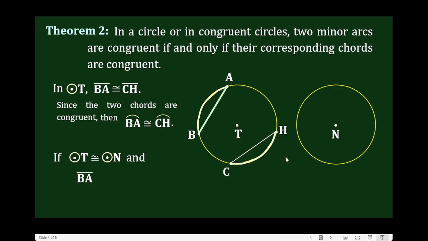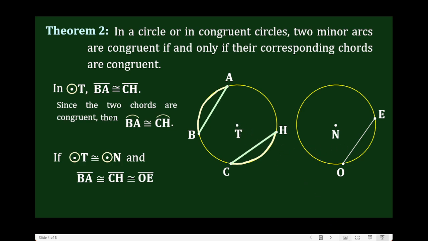So if these two circles are congruent and segment BA is congruent to segment CH, which is also congruent to another chord drawn from circle N, say that chord is segment OE. So we choose 2 points on circle N, point O and point E, connecting them by a segment. So we have a chord whose name is segment OE. Now, together with the other 2 chords, they are equal in length or congruent.